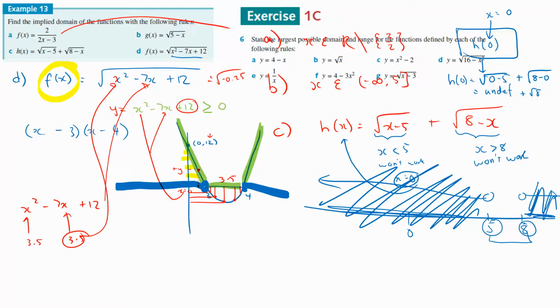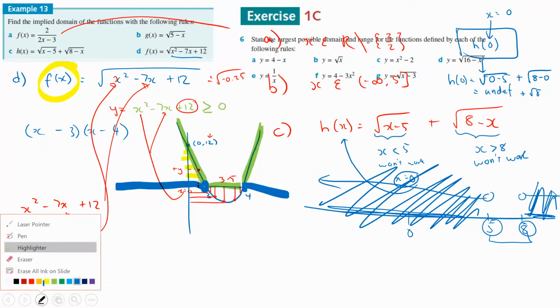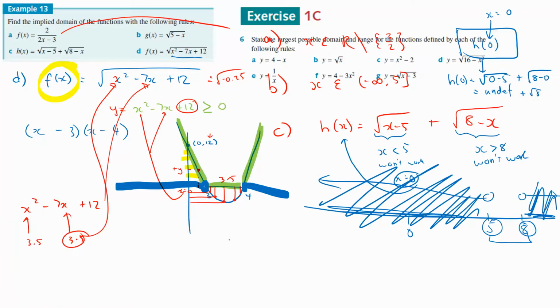Okay, so think about what I just said and try to sit on it. Think about this example. The answer for this question would literally just be the domain. The implied domain is, so the domain would be x is an element of, and we know it goes from negative infinity all the way up to 3, union 4 all the way to positive infinity. It can take all those values, but it can't take any values greater than 3 and less than 4.